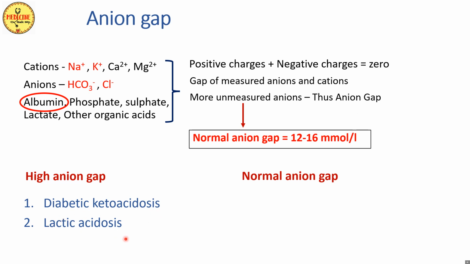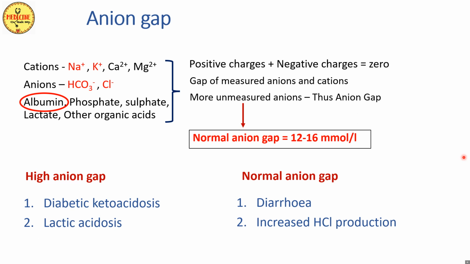In lactic acidosis, you have lactic acids. These cannot be measured easily, so resulting in a high anion gap. So what about normal anion gap acidosis? You can mention diarrhea, where you lose your bicarbonate ions, leading to acidotic condition, but here you don't produce any anions that cannot be measured.